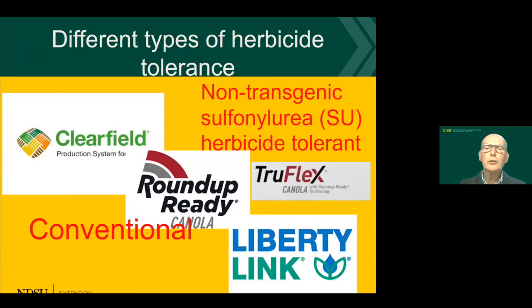As we're talking about herbicide, we do know that there are several types of herbicide tolerance. We have the Clearfield, the Roundup, the Liberty. We have non-transgenic, the SUs, and we have, of course, the conventionals. And so there are many opportunities to select a hybrid based on this.